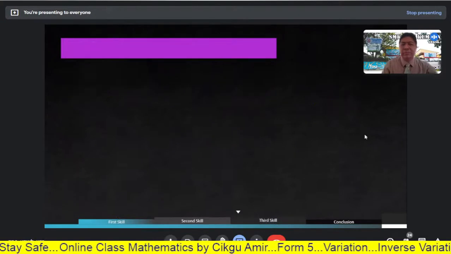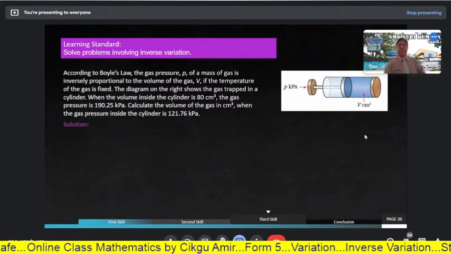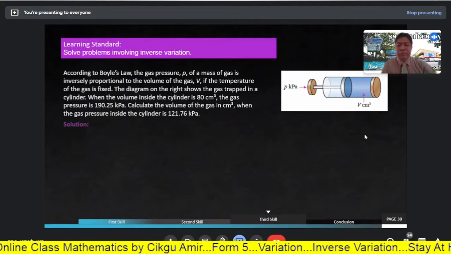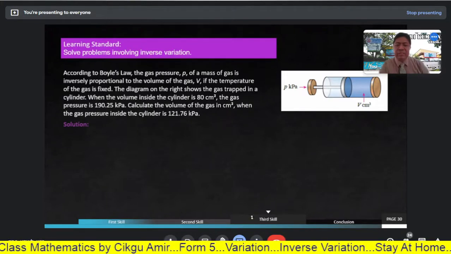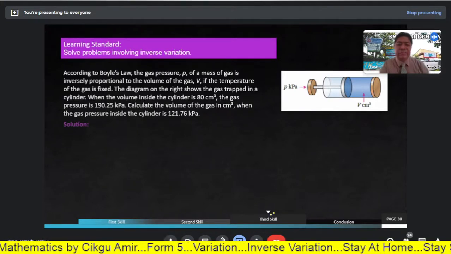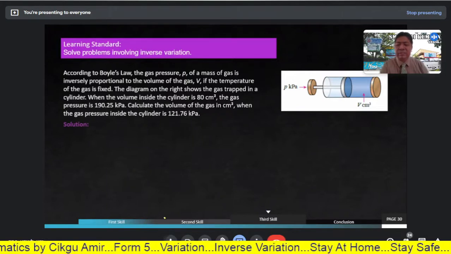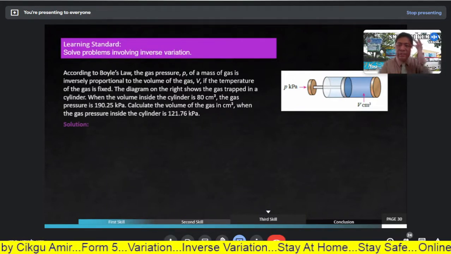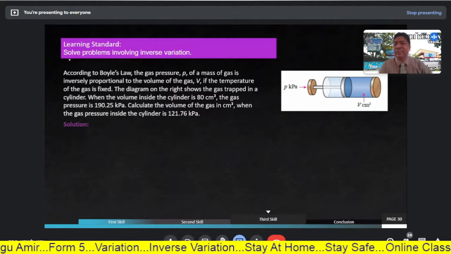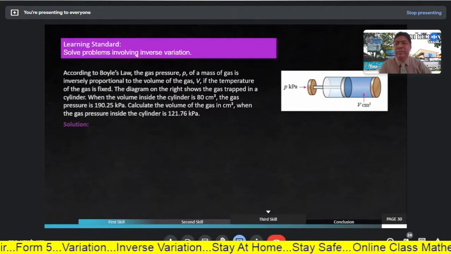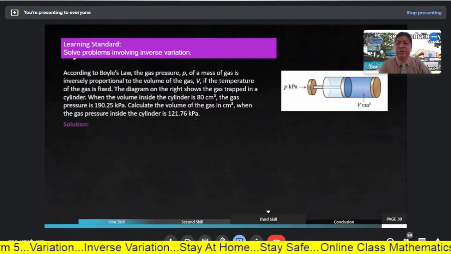Where is the next example? Okay, here. We move to the third skill, the last skill in this session. The first one is done, second is done. Then we do the third learning standard: solve problem involving inverse variation. Okay, problem solving.